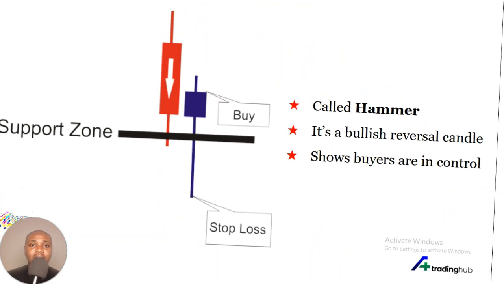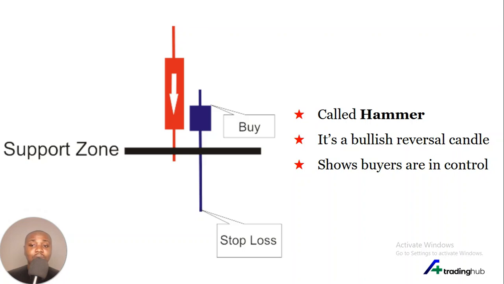Next is the hammer. It's a bullish reversal candle showing that buyers are in control. If you see them on support zones or demand zones, it's a signal that price may likely start buying.